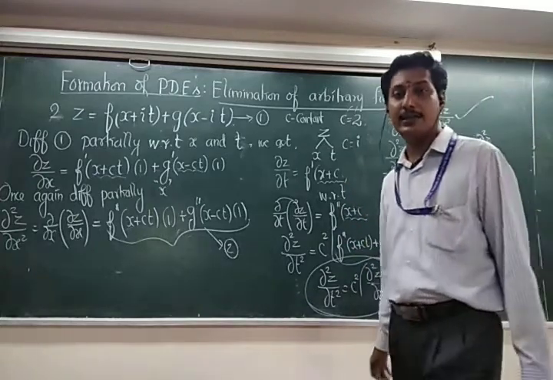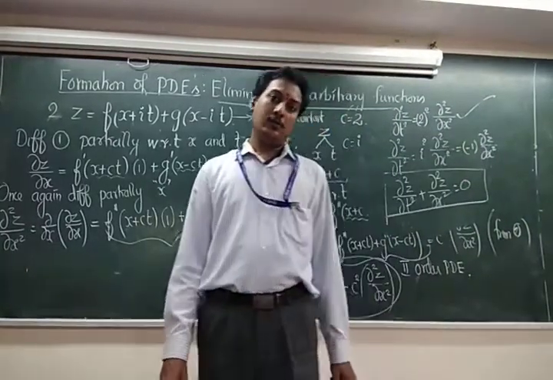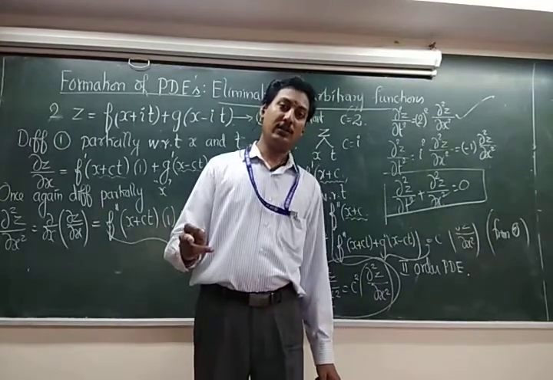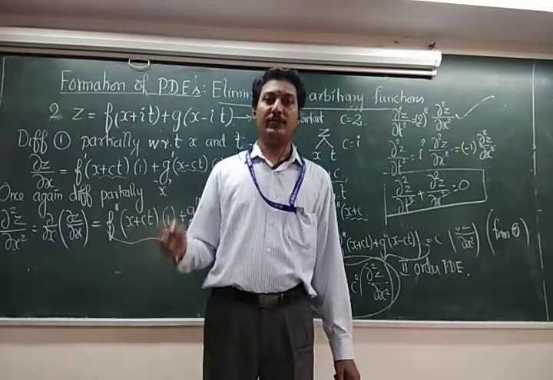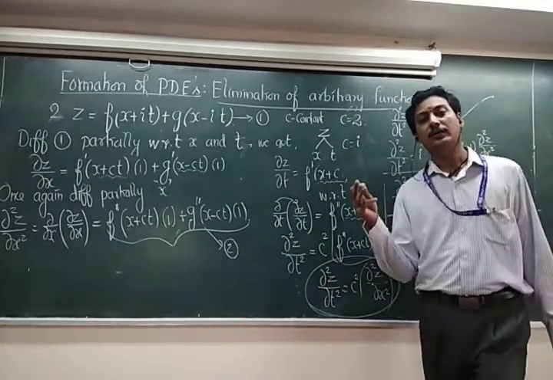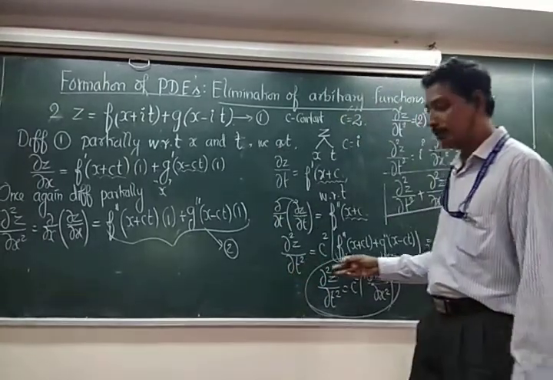You may understand this. The elimination of arbitrary functions: if there is one function in the given relation, then we get the first order. If there are two arbitrary functions, then while eliminating, we get second or higher order PDEs. We try to get within the second order.